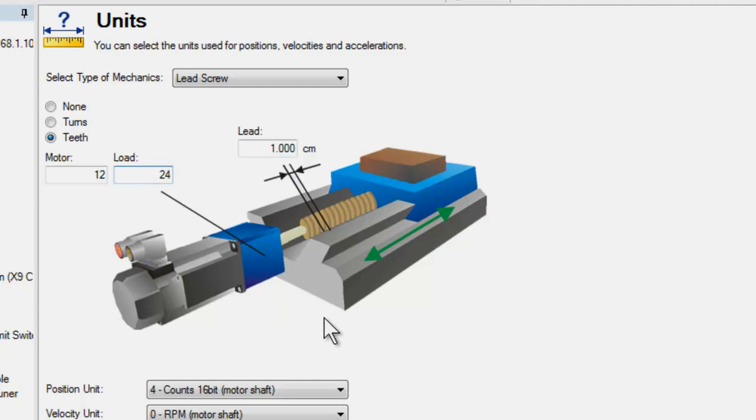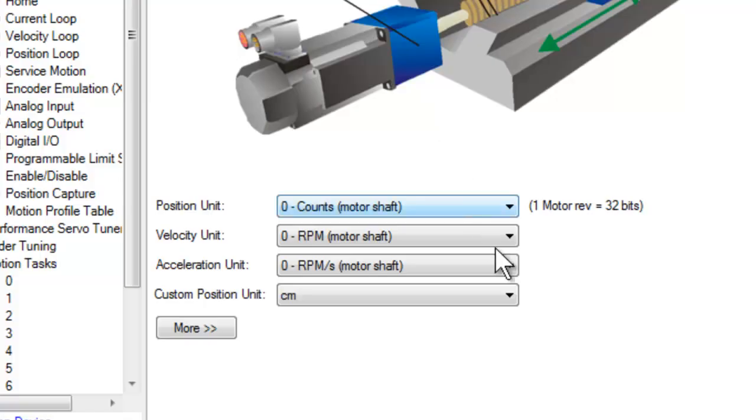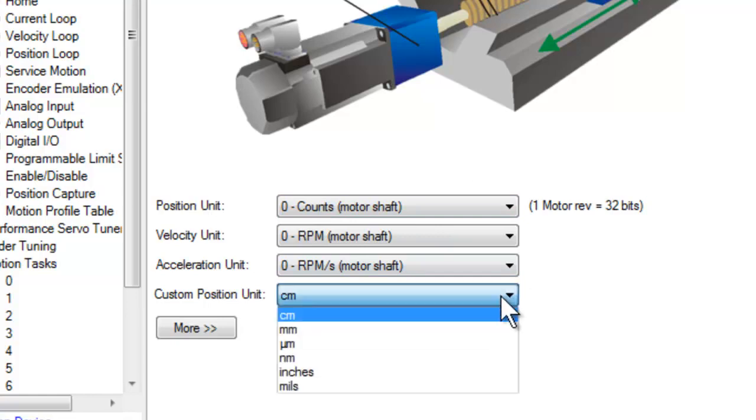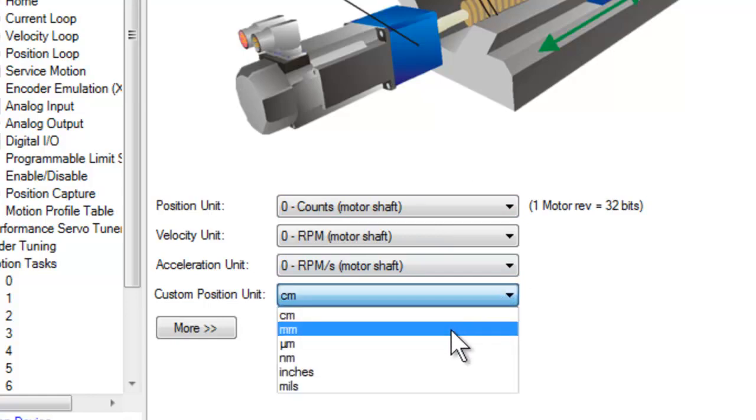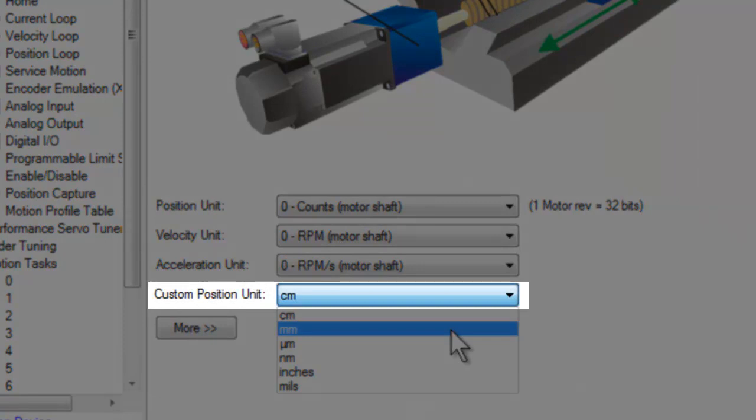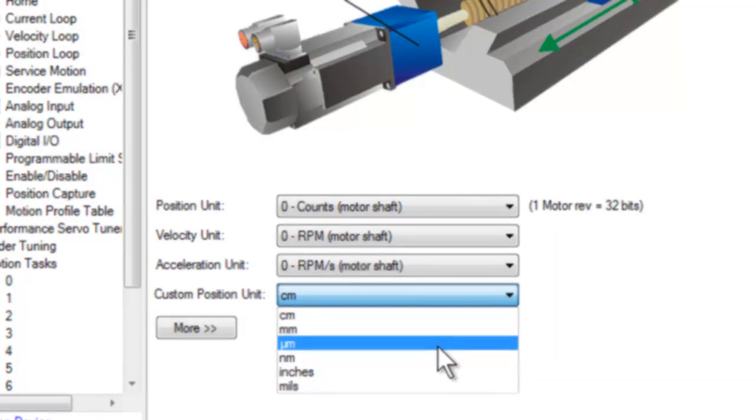When setting up the screw, you will need to know the lead of the screw. The lead is how far the load will travel with one revolution of the screw, regardless of the gear ratio. The units for the lead are set in the custom position units.